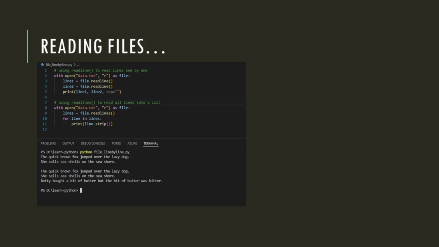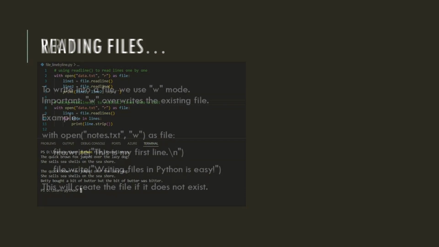with open('data.txt', 'r') as file: lines = file.readlines(). for line in lines: print(line.strip()). Strip removes the newline character. Reading line by line is useful for large files, logs, transactions or CSV data.